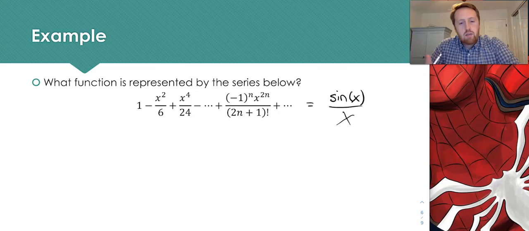I could tell it was sine because of the 2n plus 1 factorial, and I needed to decrease the power, because in the normal sine, it's 2n plus 1. So I just divided by x. That decreases the power for me.